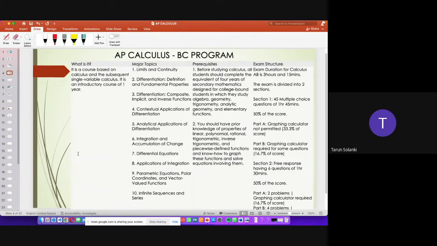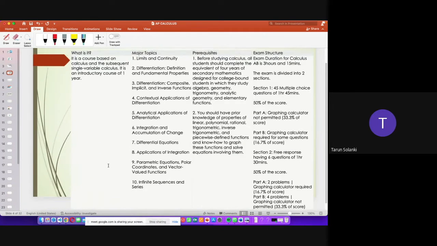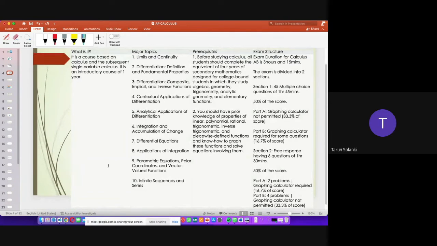Right, now let's discuss the exam structure for this. The exam structure is also the same, so we don't have to discuss it again. This is the same as the AB program.